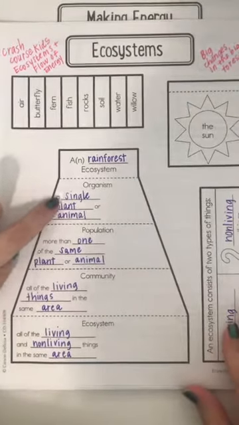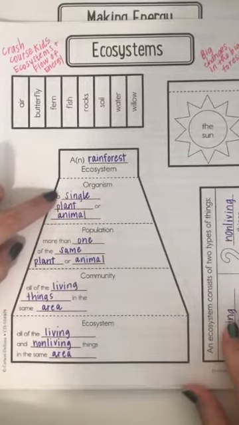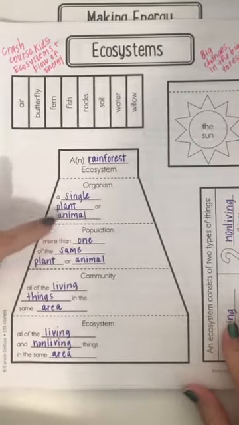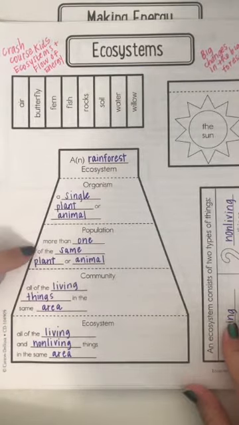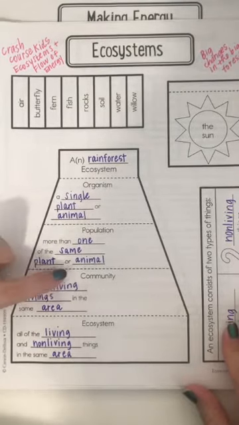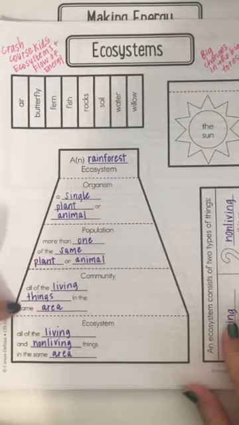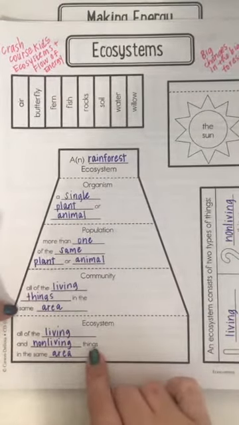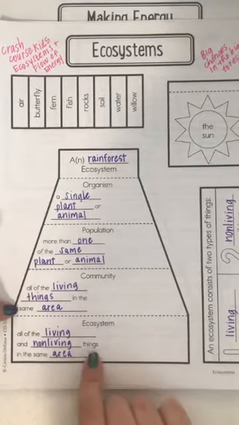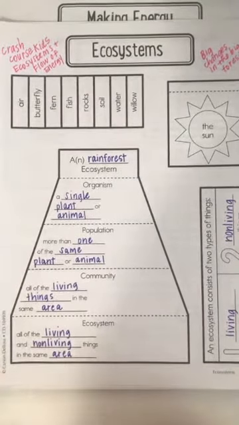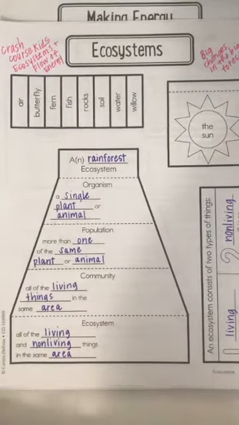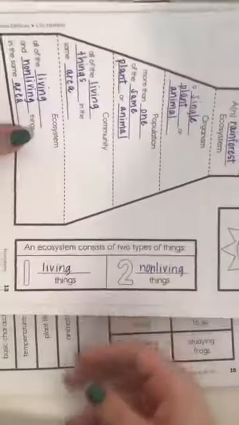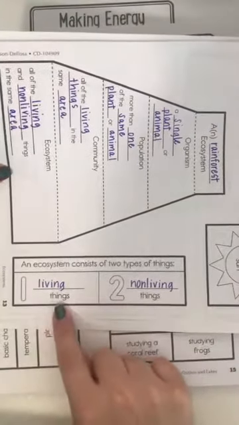So here we have a few meanings. We have organism, a single plant or animal. Population is more than one of the same plant or animal. A community is all of the living things in the same area. And then, as we said before, ecosystems are all of the living and non-living things in the same area, and they're usually working together.